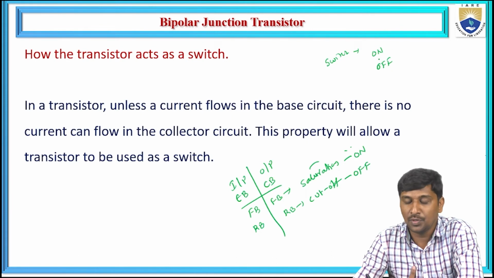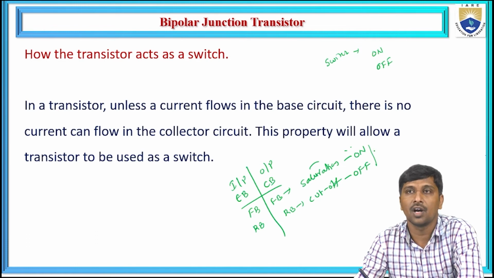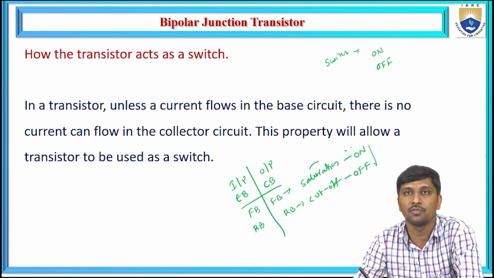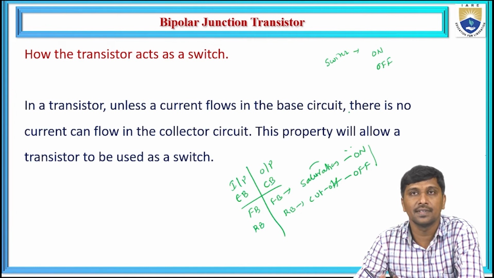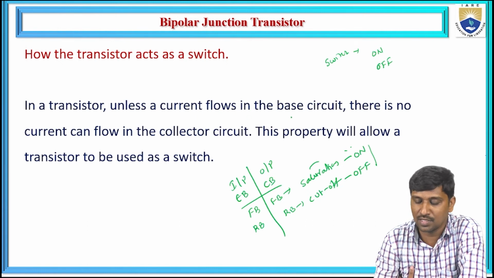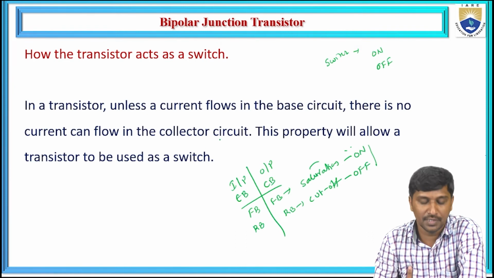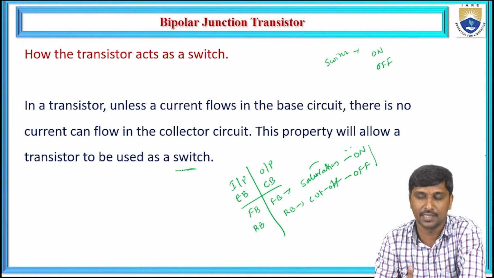So if you want the transistor to act as a switch, we need to define these two modes of operation: the on mode and the off mode. That is the reason we need to define the saturation mode as well as the cutoff mode. Hence, in a transistor, unless a current flows in the base circuit, no current can flow in the collector circuit. This property allows a transistor to be used as a switch.